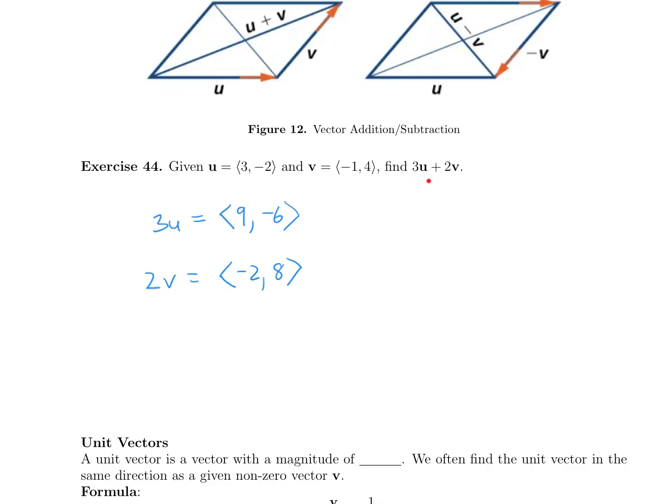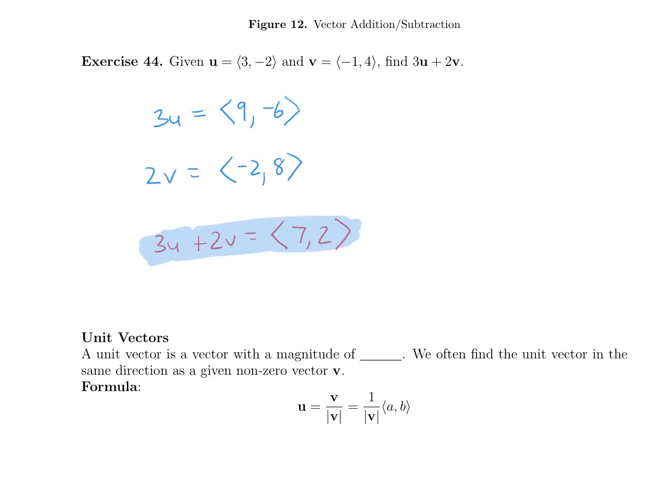And now we're going to add those two vectors together. So when you add them, you should end up with 3u plus 2v. You simply add the horizontal components together, 9 plus -2, and then you add the vertical components together, -6 plus 8. So our final result should be vector 7, comma 2. That is the final answer for that. Okay, so we are done there. Okay, let's move on. Let's see what we have down below.